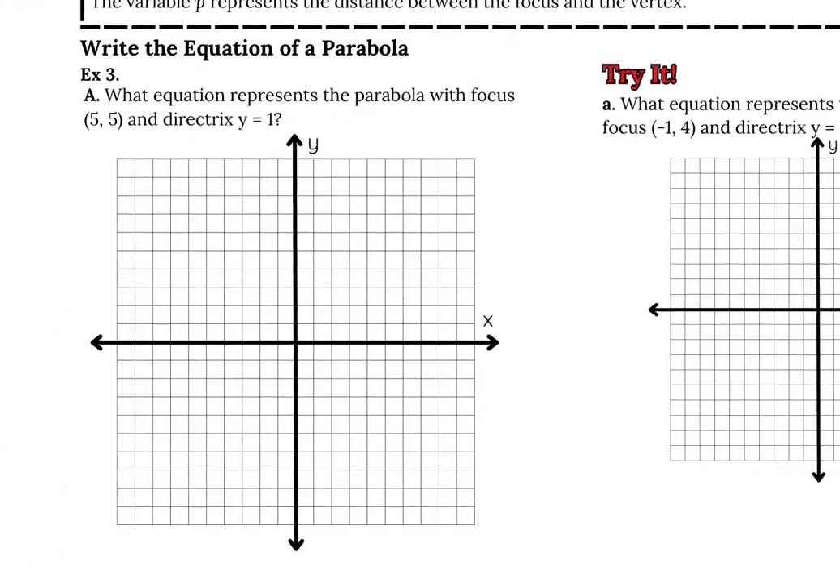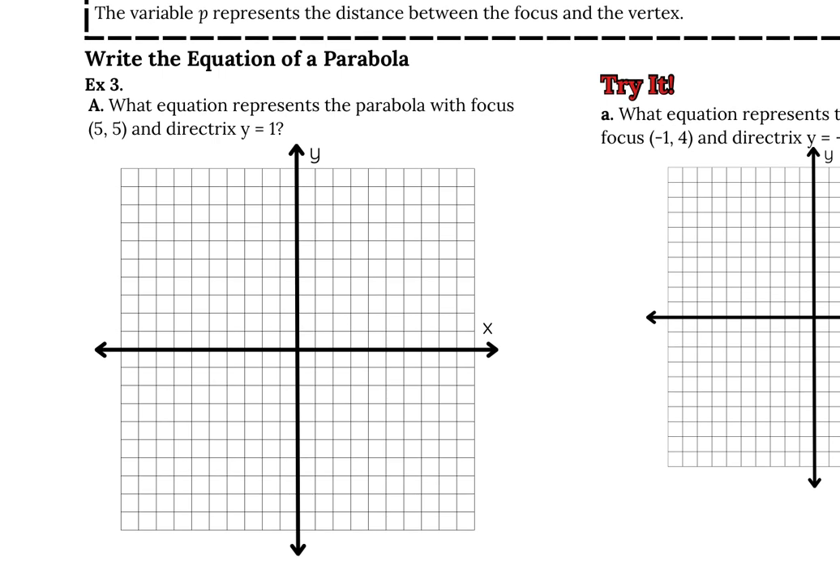All right, we're going to look at example 3. What equation represents the parabola with a focus 5, 5 and a directrix of y equals 1? Okay, the first thing we're going to do is plot the 5, 5. And then the y equals 1. Go ahead and find our vertex. So this was my focus, the 5, 5. My vertex then is 5, 3.